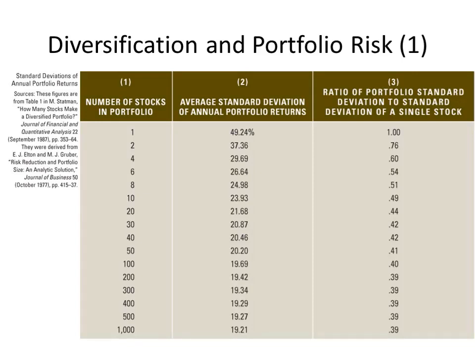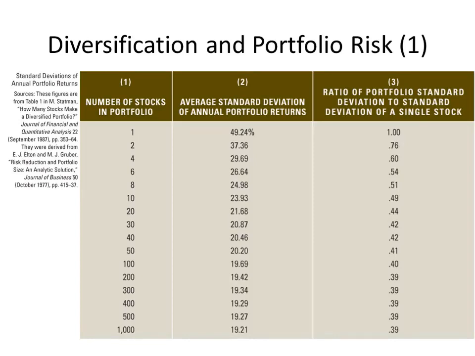That's pretty amazing. Now we're going to double again the number of stocks in the portfolio. This time the authors chose 4 stocks at a time and looked at the standard deviation of returns for a portfolio composed of those 4 stocks. And the average for those portfolios of 4 stocks was 29.69%, which is 60% the risk of a single stock portfolio.